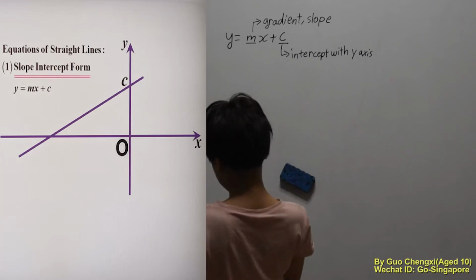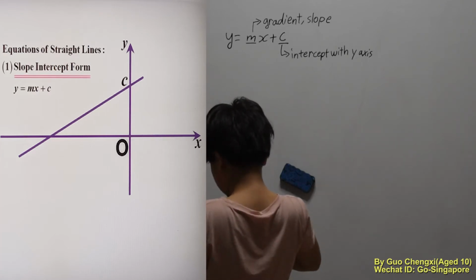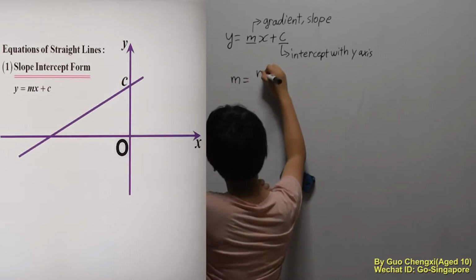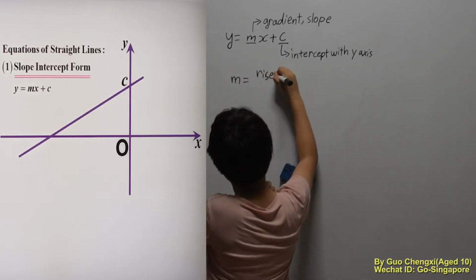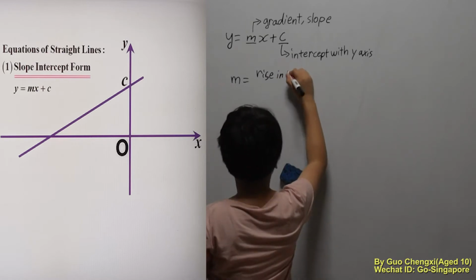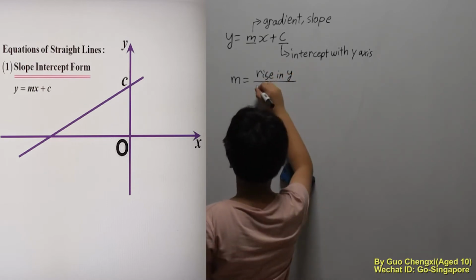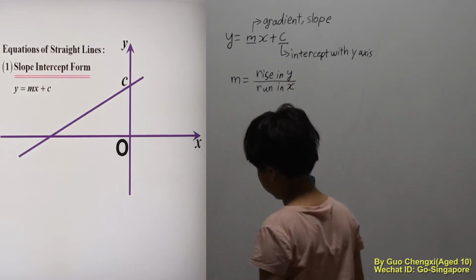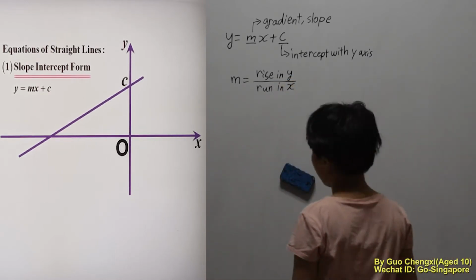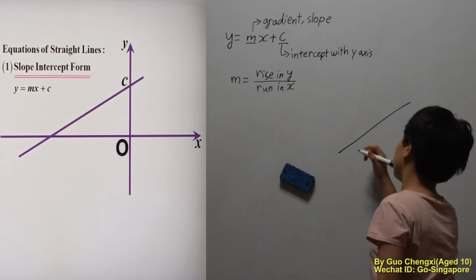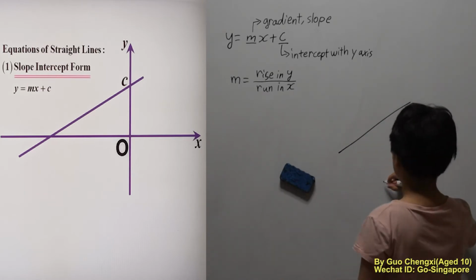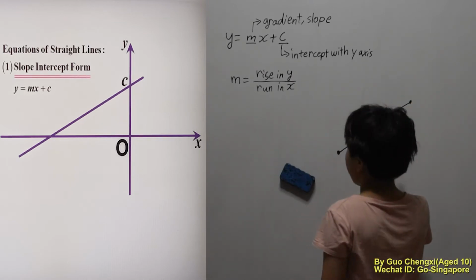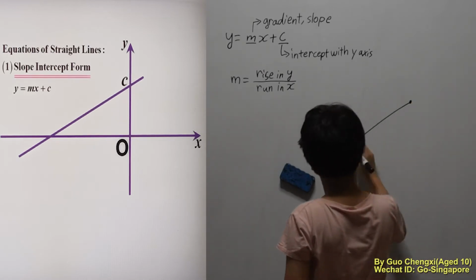So for this part, what is m? How do you find m? You can find it easily by the rise in y over the run in x. This is what I mean. Over here, you have this slope, right? And here are your 2 points. Then what's the rise in y?